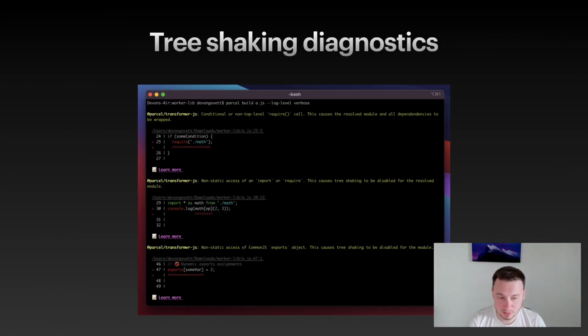Another cool thing is that Parcel can actually tell you when it bails out of tree shaking and exactly what caused it if you run with verbose logging turned on. This can be really useful to debug when your bundle sizes are larger than expected.